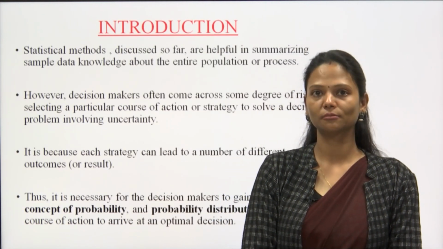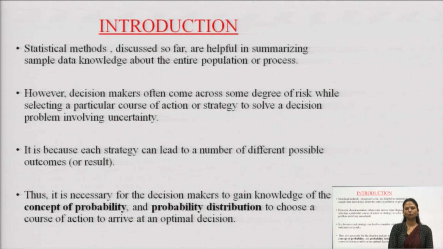So, as to why we are using probability. The statistical methods which we have discussed till now are helpful in summarizing sample data knowledge about the entire population or process. We were talking about the whole population, the whole process. However, decision makers often come across some degree of risk while selecting a particular course of action or strategy to solve a decision problem involving uncertainty. When we talk about uncertainty, it is probability. It is because each strategy can lead to a number of different possible outcomes or results. So, it is necessary for the decision maker to gain knowledge of the concept of probability and probability distribution to choose a course of action to arrive at an optimal decision.